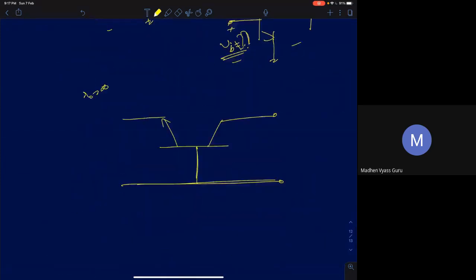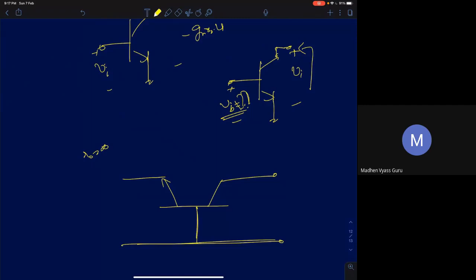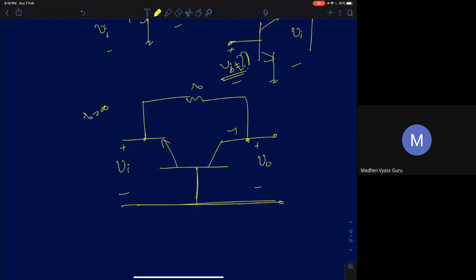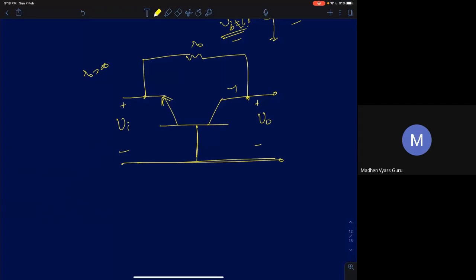Now we'll relook at what exactly R naught is doing in a common base configuration. In a common base configuration, R naught is a direct resistive path between input and output. It's the one that's connecting input and output. So there is a direct path from input to the output, and similarly from output to input. Which is why a common base amplifier is the only amplifier, and when we come to MOSFETs I'll analyze this result again, which can have bidirectional amplification.